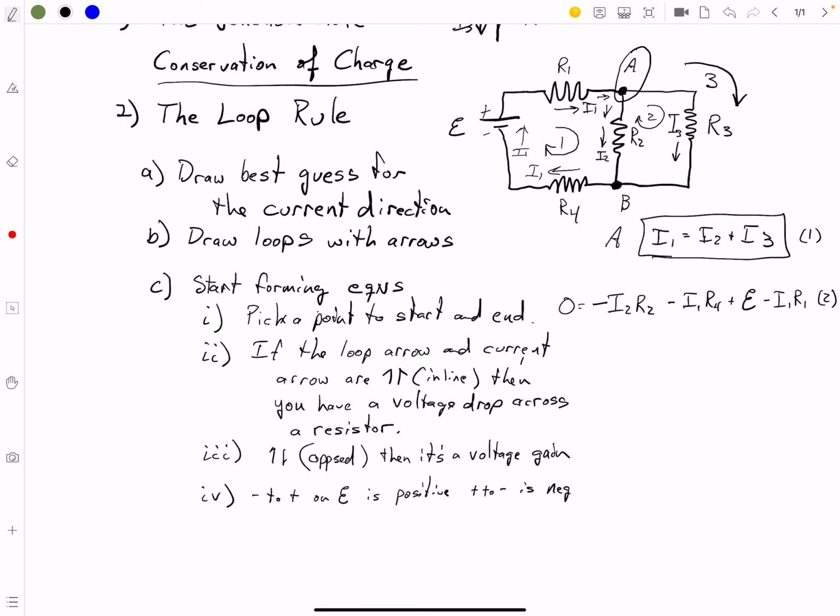And now let's do loop 2. So loop 2, we've got I3, R3. We're starting at A again. So we're going to go in our loop direction. The first thing that happens is I3, R3. They're both in line with our loop. So we've got minus I3, R3. And we've got I2 going down, but our loop is going up. So we have to add I2, R2. And that equals 0, and that's our third equation.